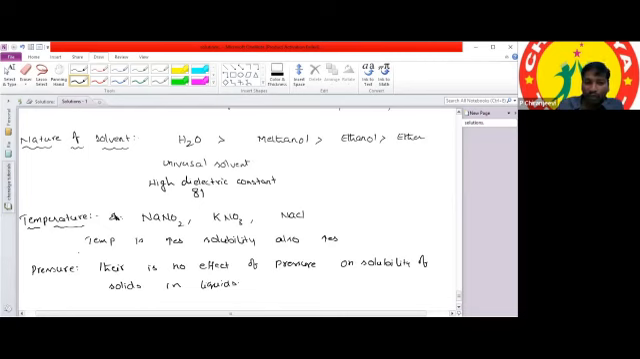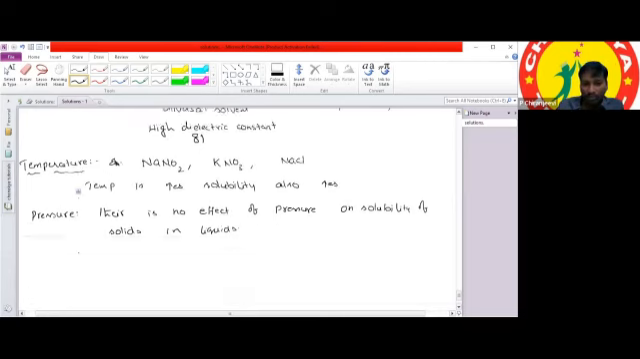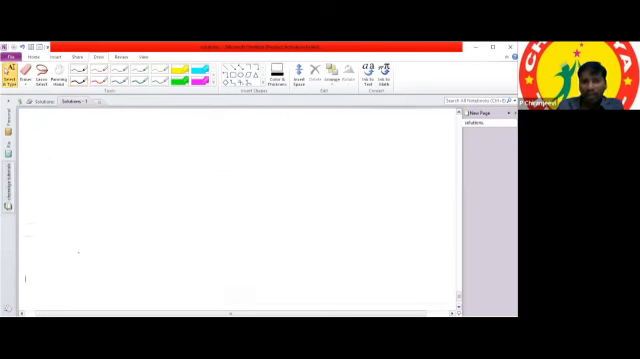Then we'll go for one more important concept: solubility of gases in liquids. This one we are observing almost every day in daily life. Let us see how many of you can tell us.